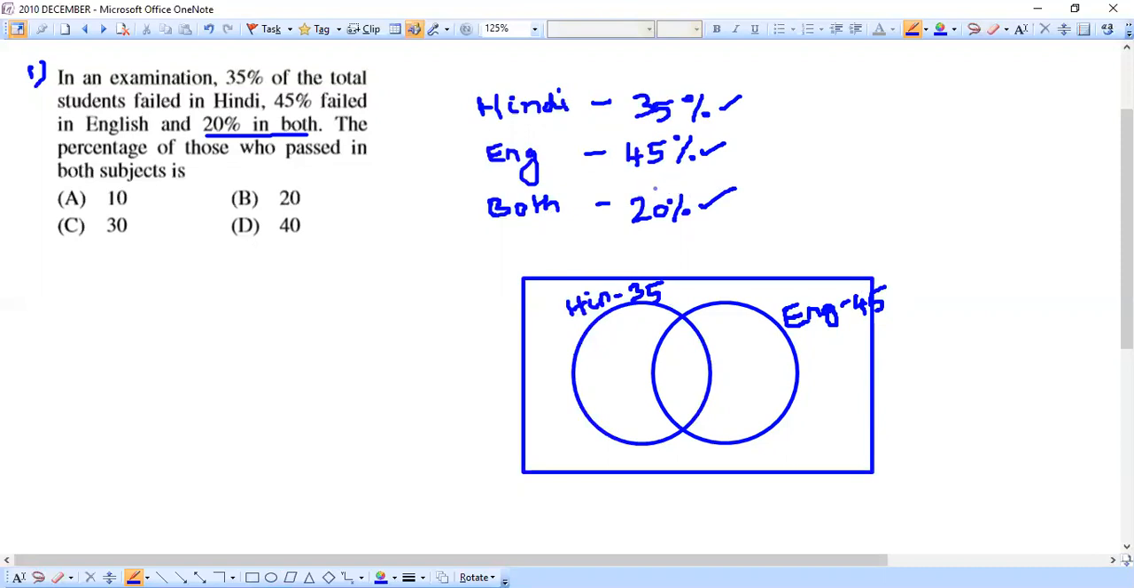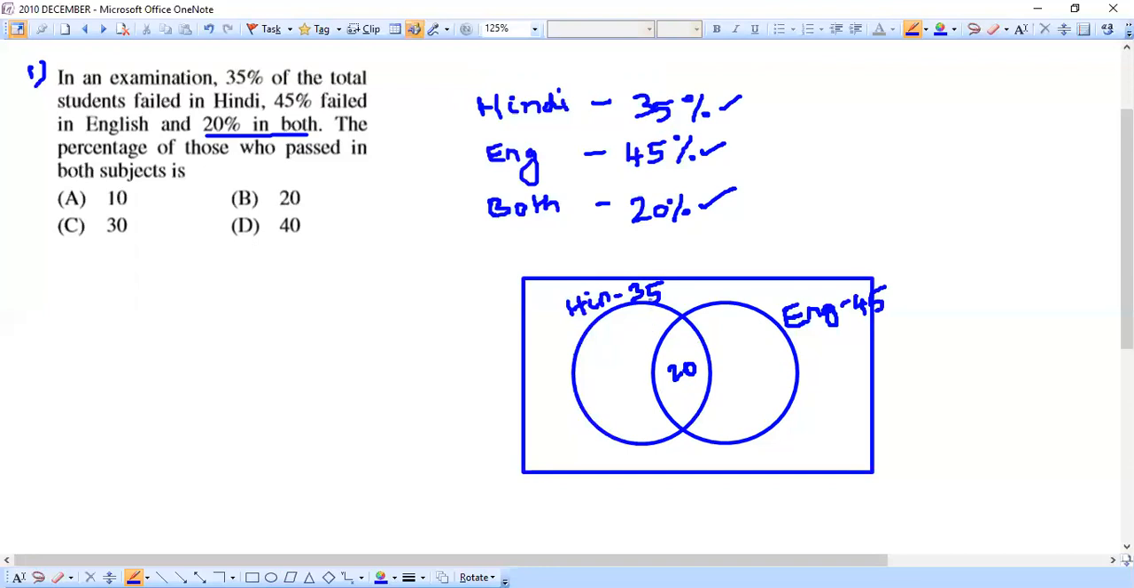So where can we place this 20? Hindi failures 35, we have placed here. English failures 45, placed here. And both, the 20%, will come in the intersection portion, where these two circles are meeting. This portion is the intersection of both. That is what is given here: Hindi as well as English, 20% of the people failed.